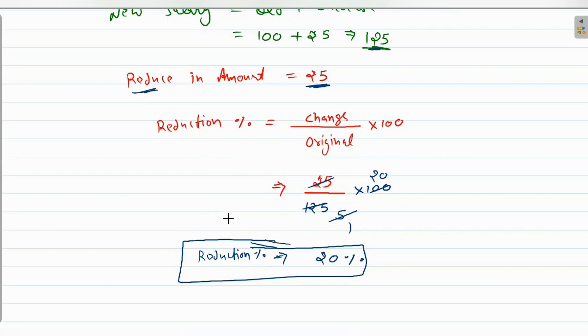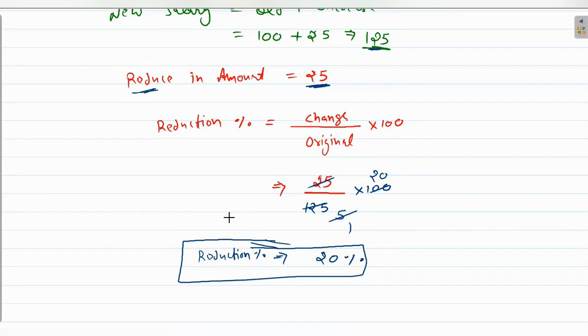So that's how the percentage can be different for the same numbers. For increasing that number, we have to do a 25% increase. But to reduce it to the original number, we have to decrease it by only 20%.